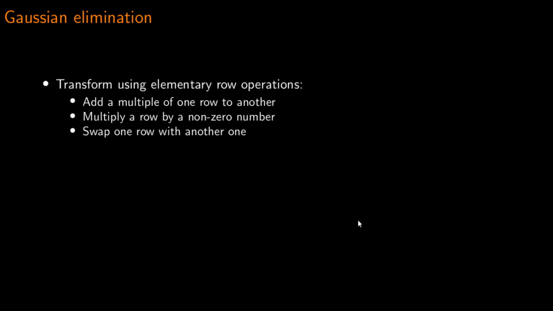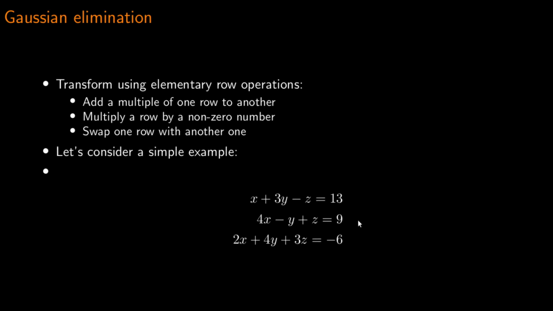We are going to do that using elementary row operations, and these consist of adding a multiple of one row to another, multiplying a row by a non-zero number, and swapping one row with another one. As I say, in the previous video I gave a much more detailed example of how we might actually go through that process. But we can consider a simple example of this system of linear equations here.